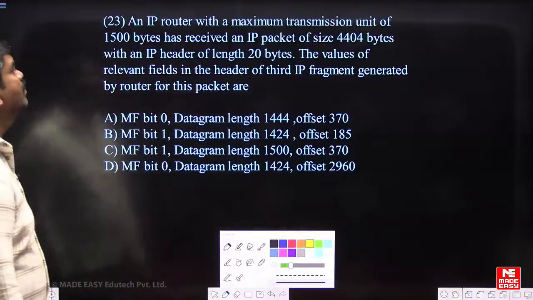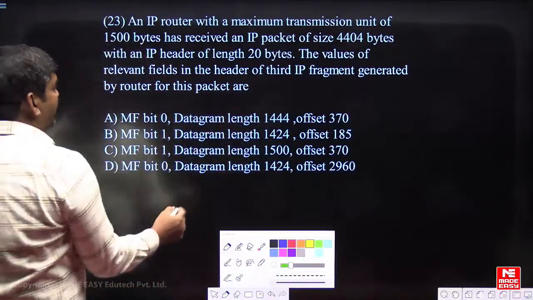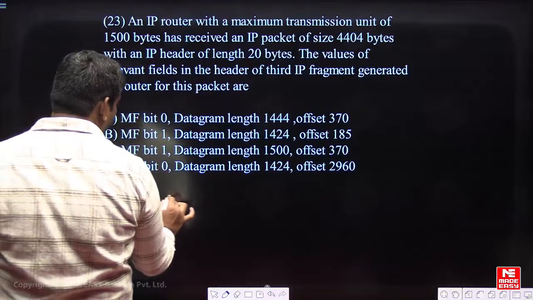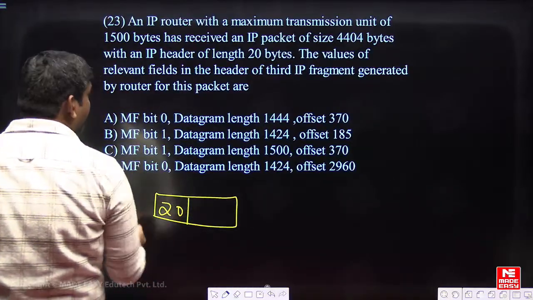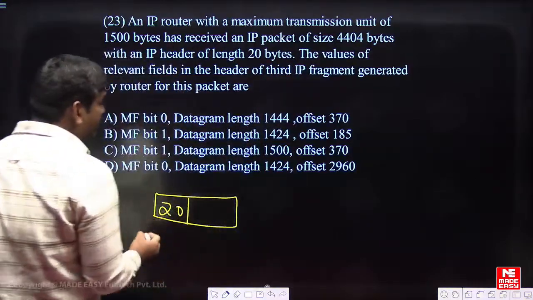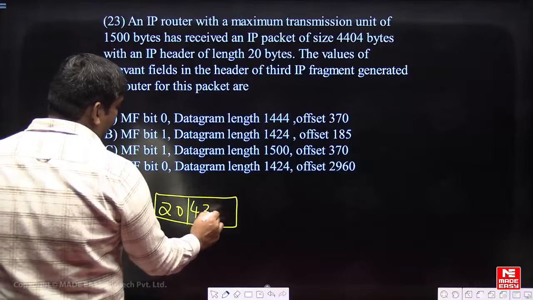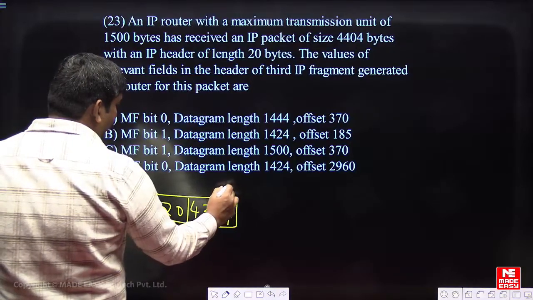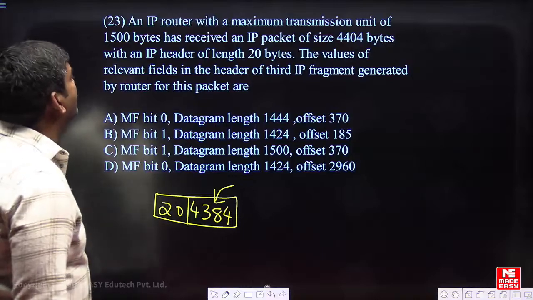So how to approach this problem? See, the IP header is given as 20 bytes, and the IP packet size. The total packet is 4404, so I can write it as 20 for the IP header and 4384 as the data bytes available in the packet, because 20 is the IP header they have mentioned.